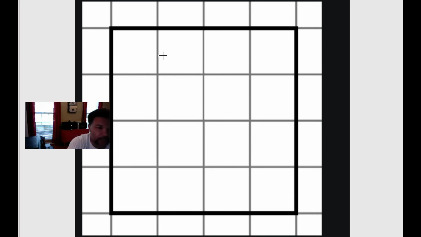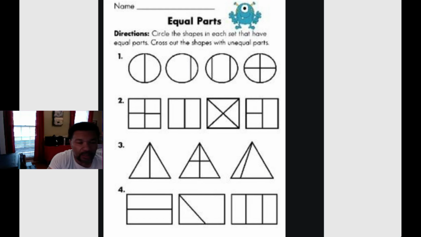Very good, boys and girls, very good. So I see that we are learning about equal parts. Let's try something a little different. Let's see what you guys can do with this one right here.